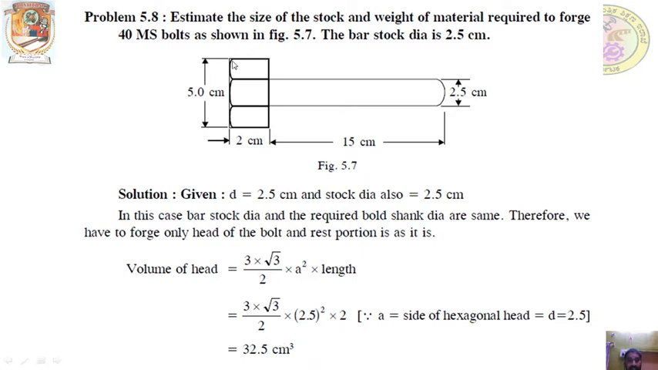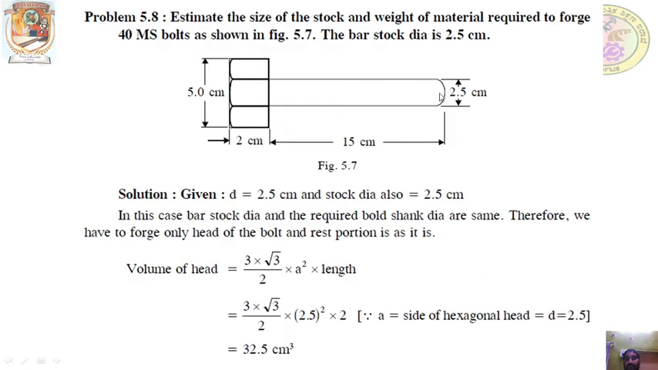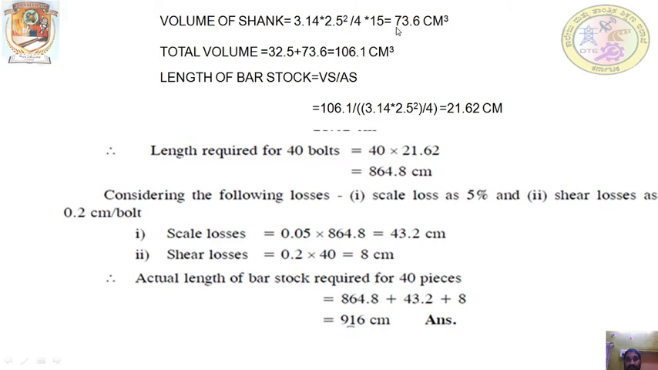This is only the volume of the hexagonal headed portion. Still we need to calculate the volume of the cylindrical portion. The volume of the shank is given by pi d square by 4, so pi into 2.5 square divided by 4 into the length of the bar stock, which is 15. So the volume of the shank is 73.6 centimeter cube. The total volume will be the volume of the hexagonal headed portion plus the volume of the shank, that is 73.6. So the total volume will be 106.1 centimeter cube.